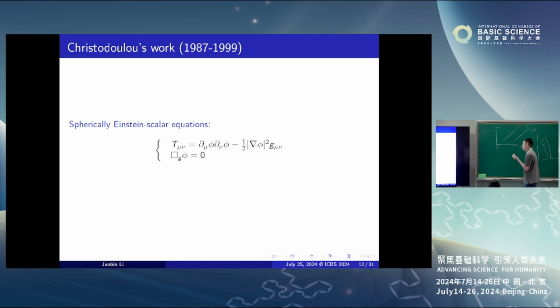To overcome this difficulty, people introduce a toy model of the gravitational field, which is the massless scalar field. In this case the energy momentum tensor looks like this, and phi is a function that satisfies the wave equation.